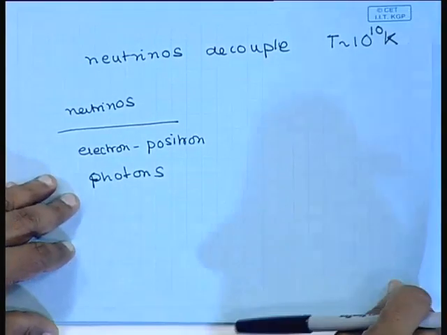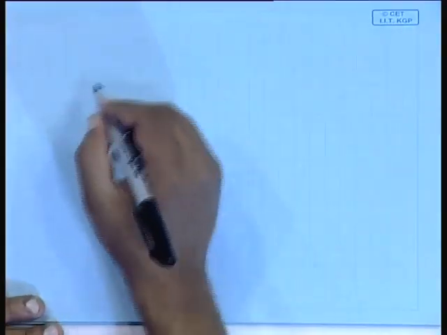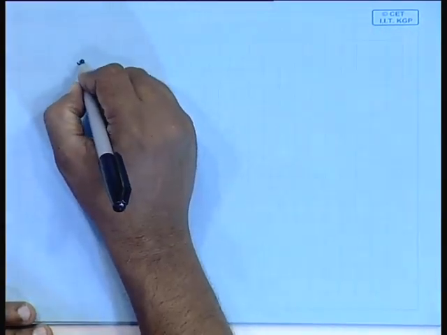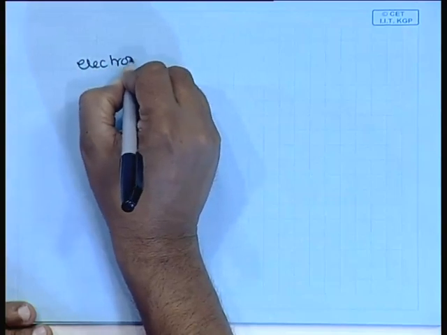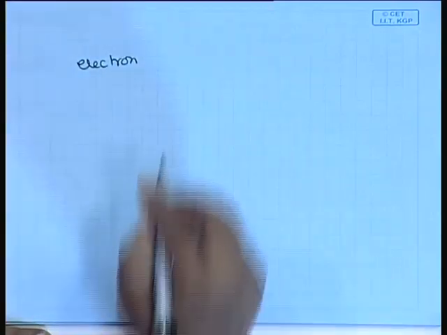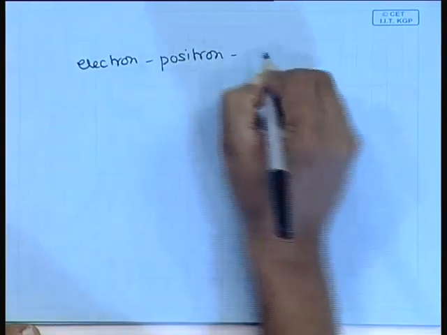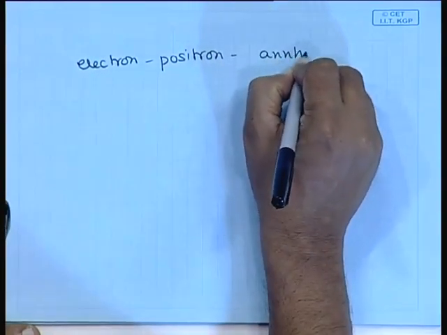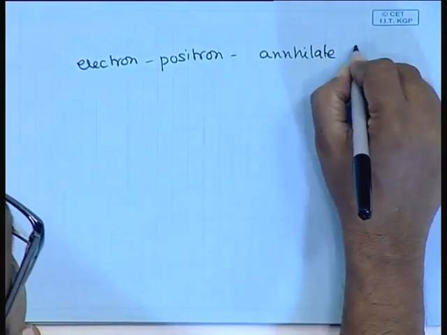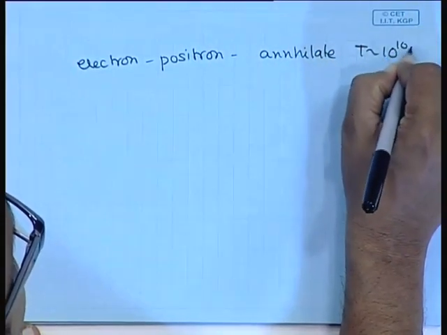Let me put it on a different slide now. So, I am just putting the overall scenario, and finally what happens is that again at around 10 to the power 10 Kelvin, which also corresponds to the mass scale of the electrons, if you convert the electron mass to temperature you will get something like that. So, the electron positron pairs, they annihilate at a temperature of 10 to the power 10 Kelvin.